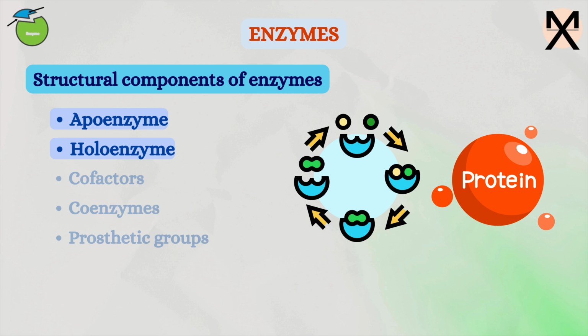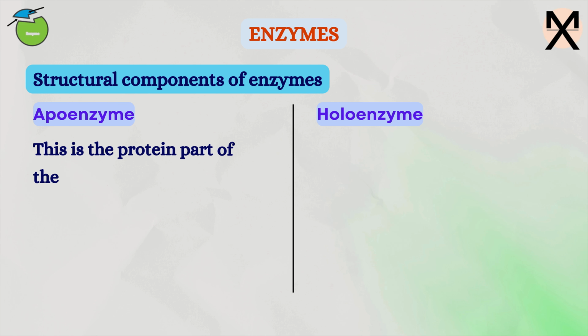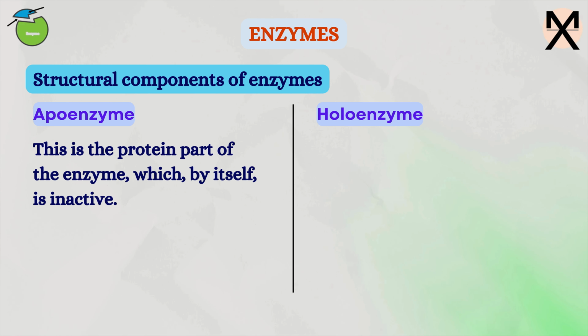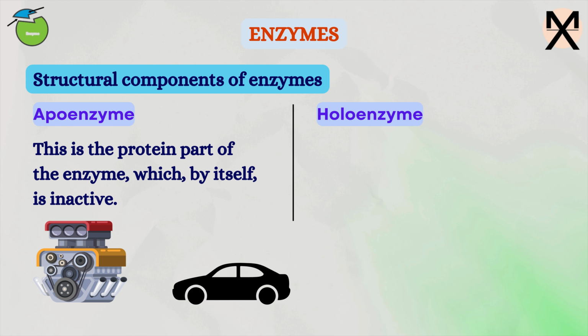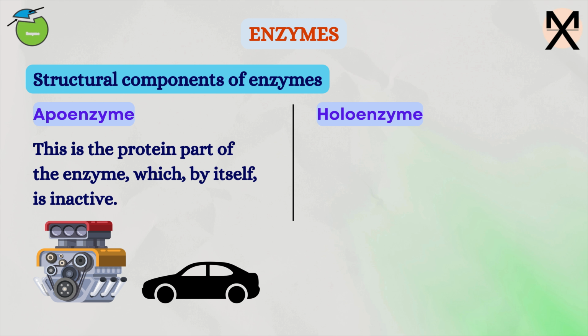First of all, we will discuss apoenzyme and holoenzyme. Apoenzyme is the protein part of the enzyme, which by itself is inactive. Think of it as the engine of a car without the other parts. It's not going anywhere.